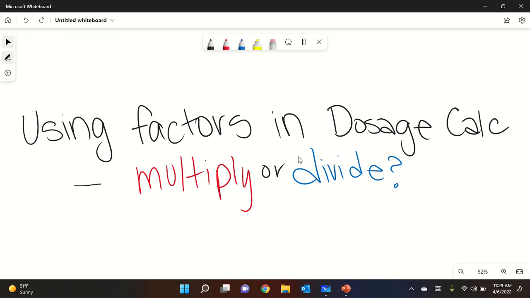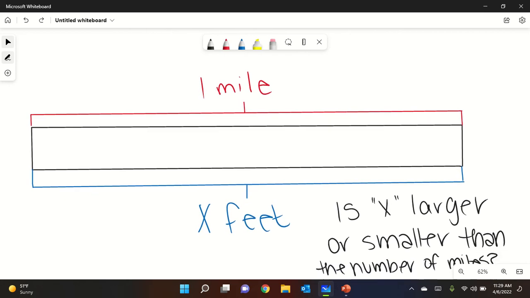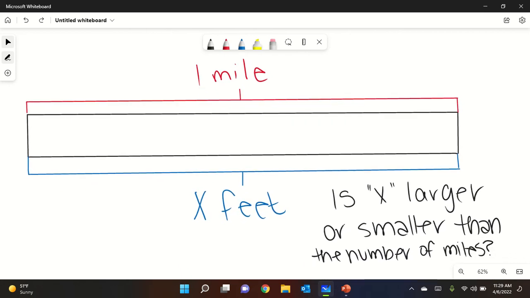But for now, let's do a quick talk about what we do when we use them as a factor. So specifically, this is the question: when do we multiply and when do we divide? Let's take a look at an example here that is going to illustrate to you, I hope, how we can tackle this question.